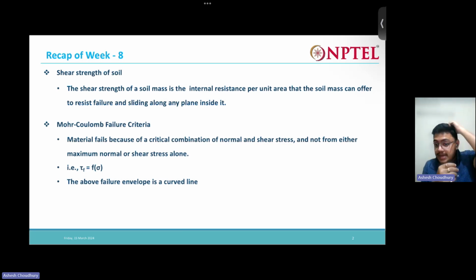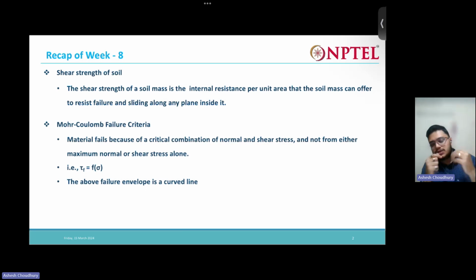Any plane means here this plane is nothing but the plane of least strength, that is the plane at which the shear resistance... We will see which plane that is in the next point. How do we define that plane?